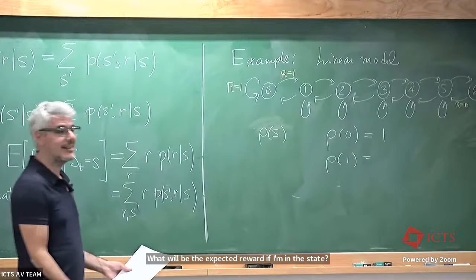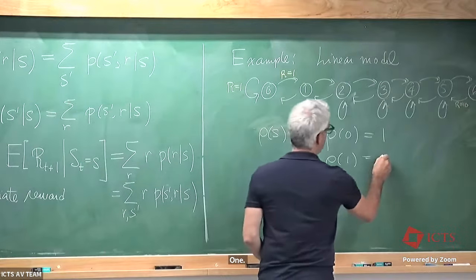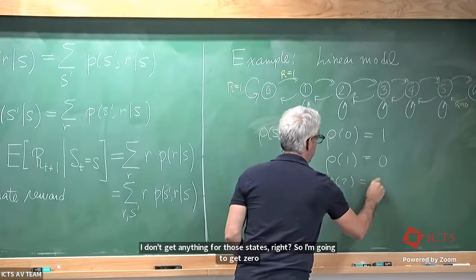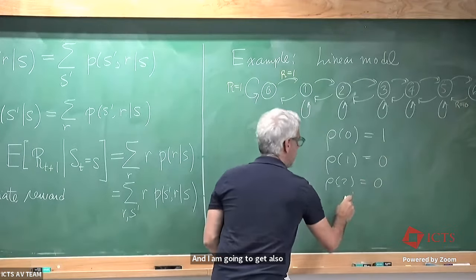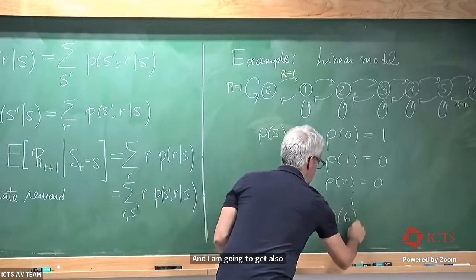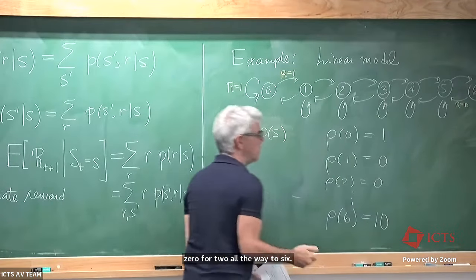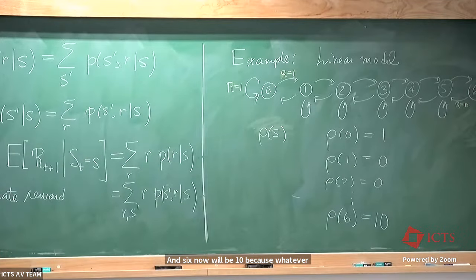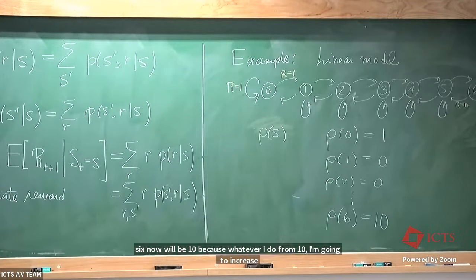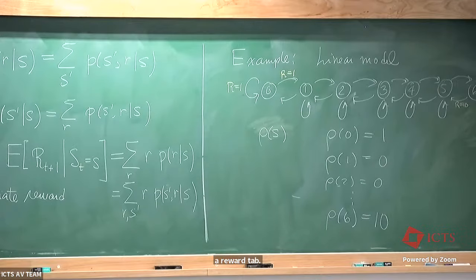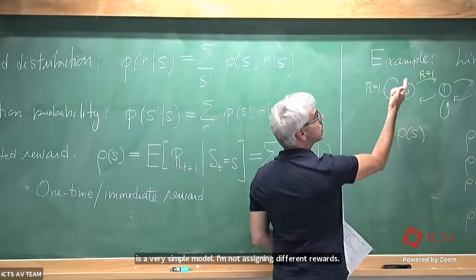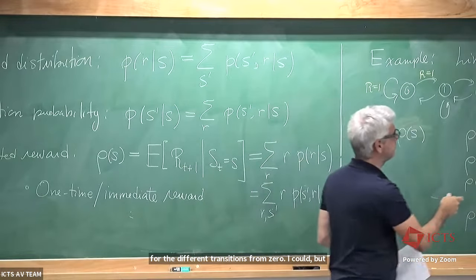I don't get anything for those states, right? So I'm going to get 0, and I am going to get also 0 for 2, all the way to 6. And 6 now will be 10, because whatever I do from 10, I'm going to accrue a reward 10. Okay? This is a very simple model. I'm not assigning different rewards for the different transitions from 0. I could, but we're not going to do this.